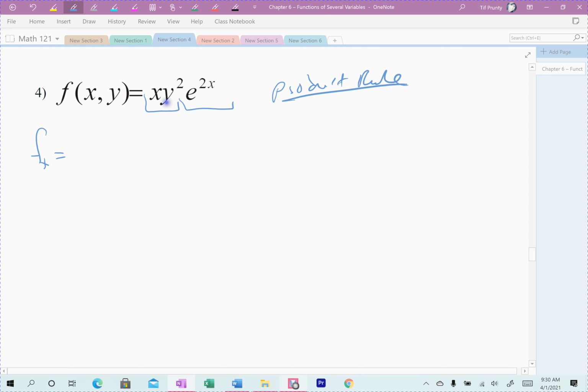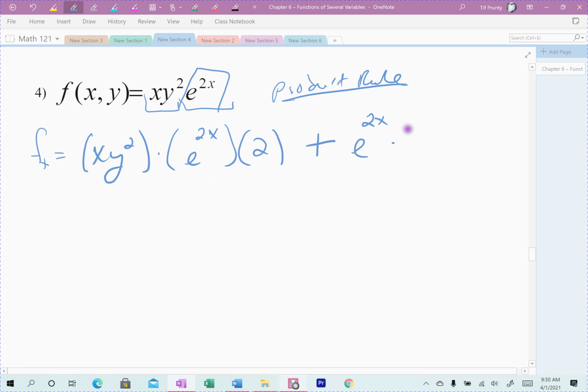And so my x y squared would be my first function. The e to the 2x would be my second function. All right, so it's my first times the derivative of the second. So again, I'm only looking at the e to the 2x with respect to x. Well, e to the 2x is e to the 2x times 2. There's the derivative with respect to x. Then plus the second, e to the 2x, times the derivative of the first with respect to x.